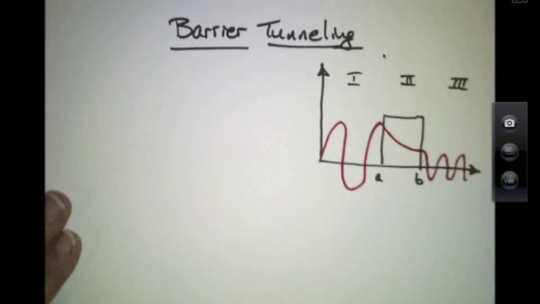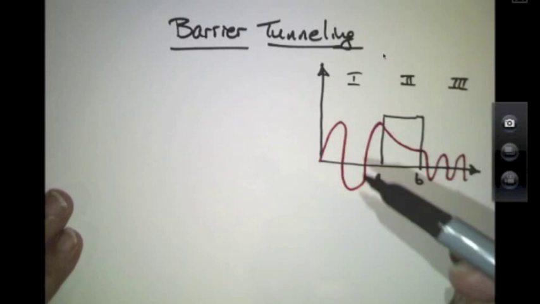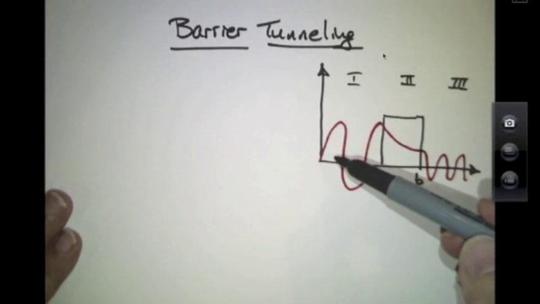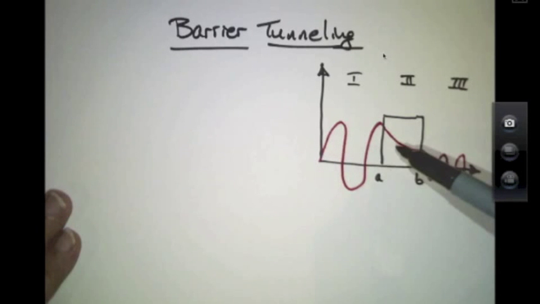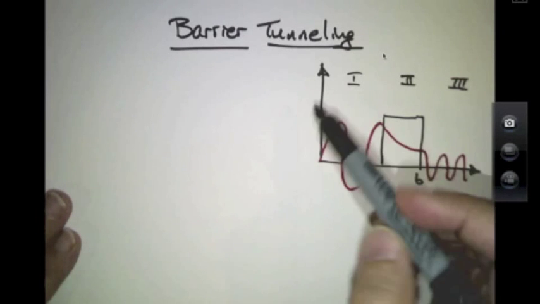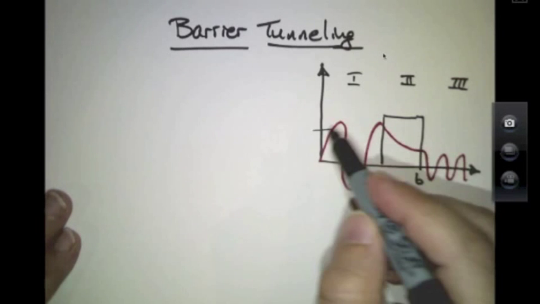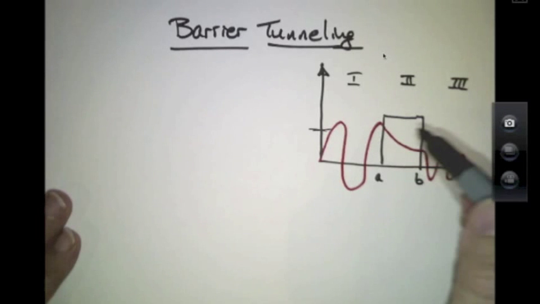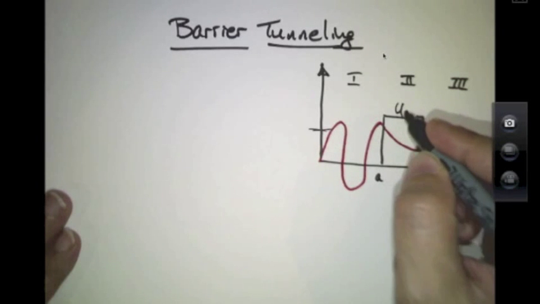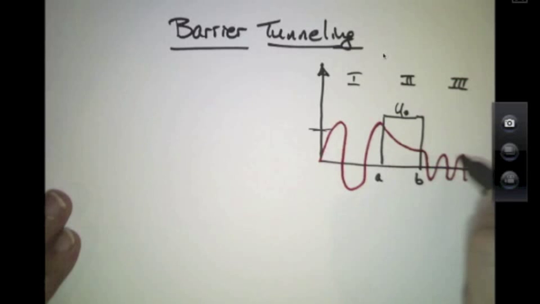But the basic process of barrier tunneling is where a particle starts out on the inside, manages to squeeze its way through this classically forbidden region because it has an energy less than the barrier height U0, and then it has some finite probability for being outside this barrier region.